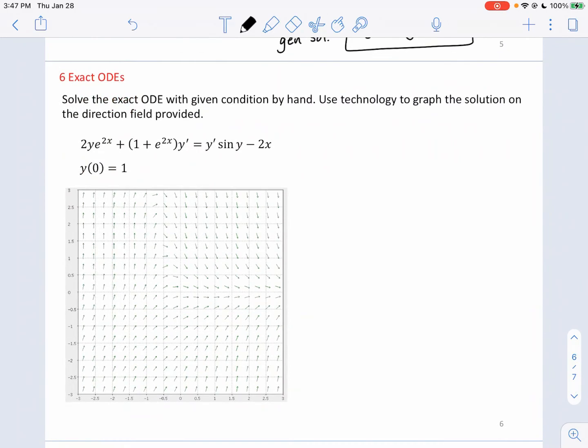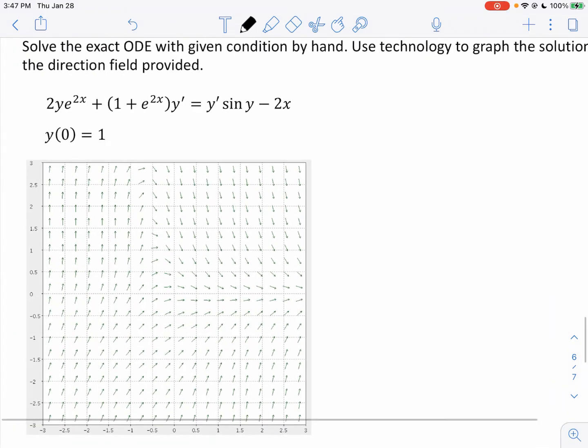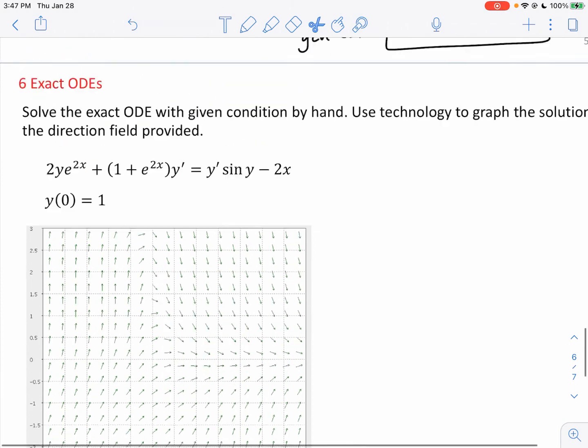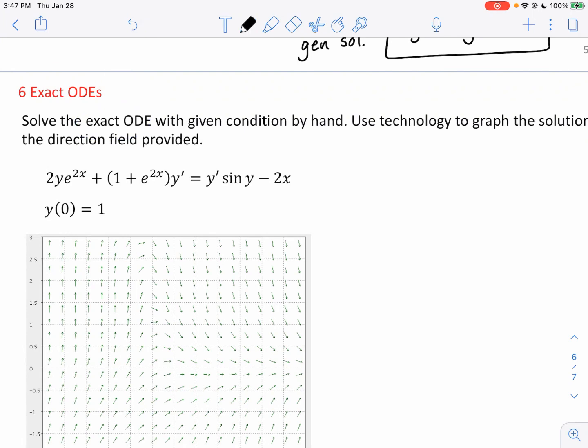Solve the exact ODE with given condition by hand. Use technology to graph the solution on the direction field provided. Okay, so here we go. We need to verify whether or not this is first an exact differential equation. Now, we're told it is, but we're going to verify anyway.